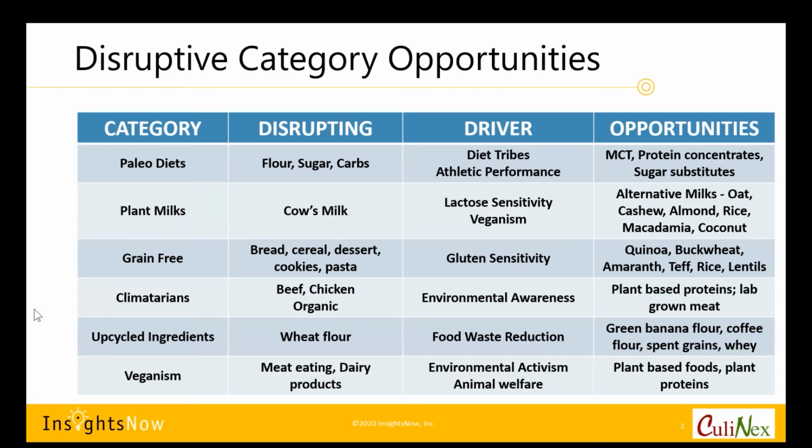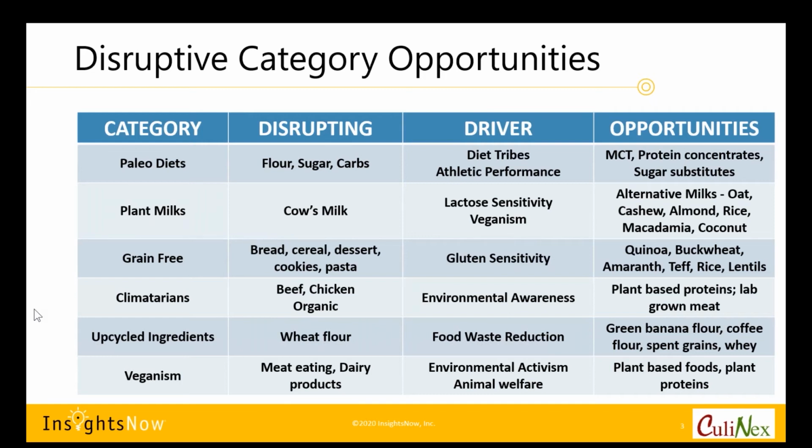And you can see some of those, for instance, in the paleo diet example. MCT, medium chain triglyceride oils, are heavily used in many paleo diets. Protein concentrates, trying to get protein levels up, sugar substitutes, trying to get carbohydrates down. You can see through that example, and I won't, there's a lot of information on this slide.